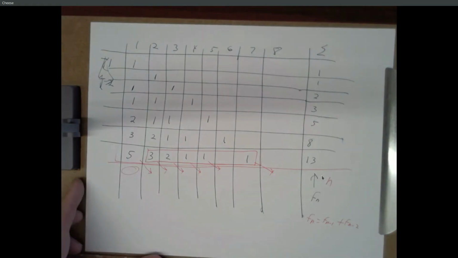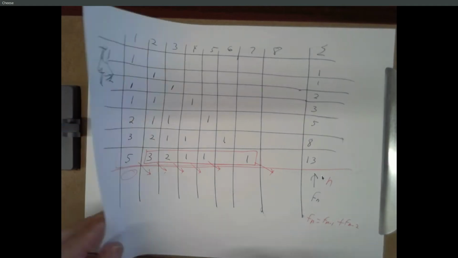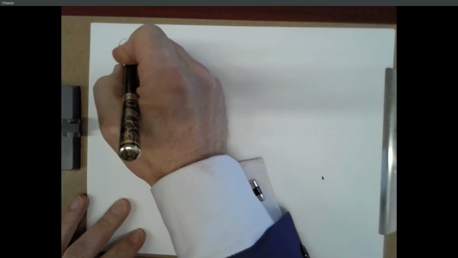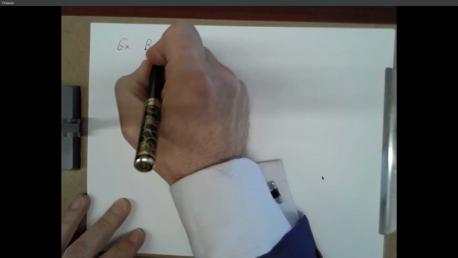So this is a recurrence relation. It's probably the most famous one, the Fibonacci series. But recurrence relations come up in all kinds of situations. So for example, bacteria growth.